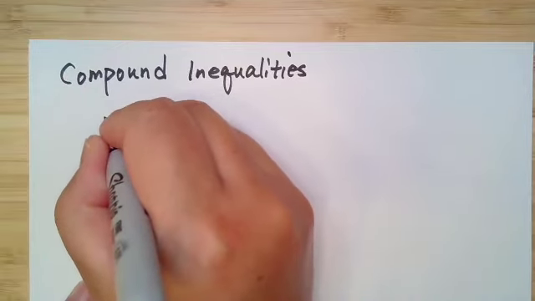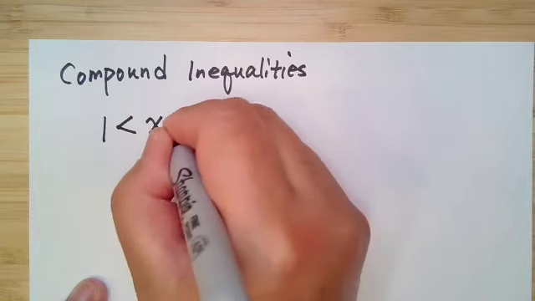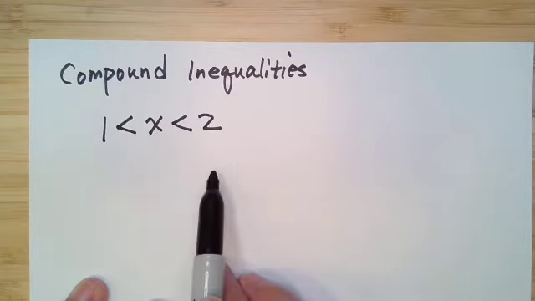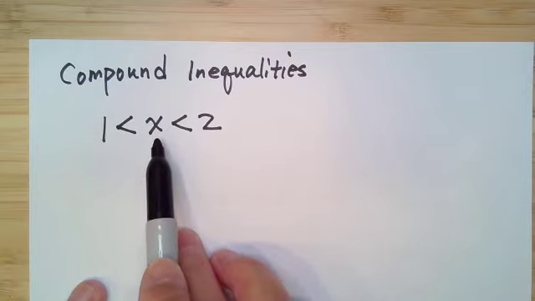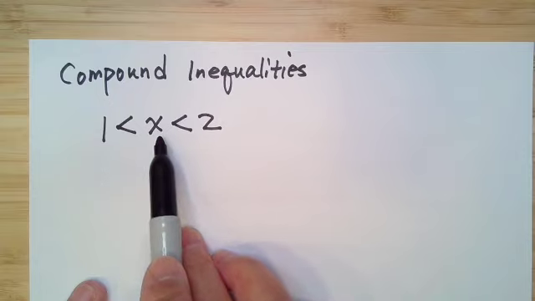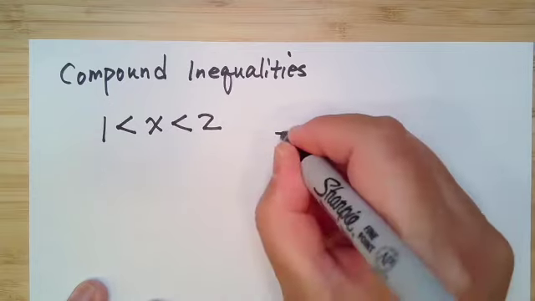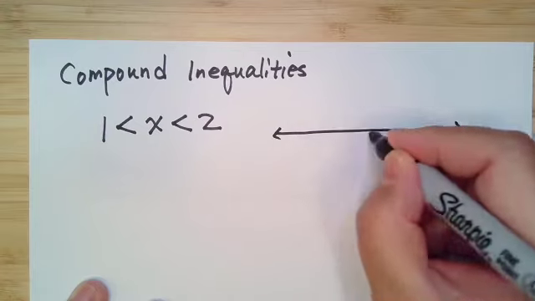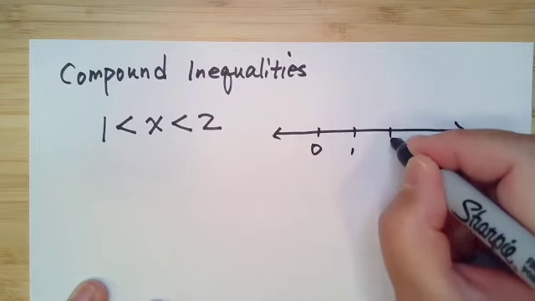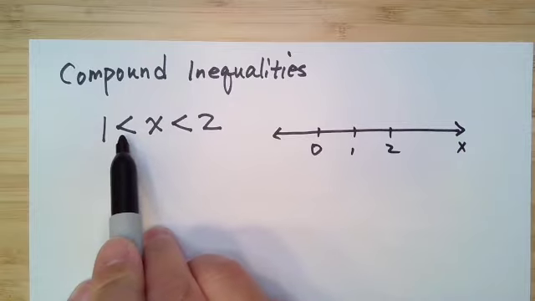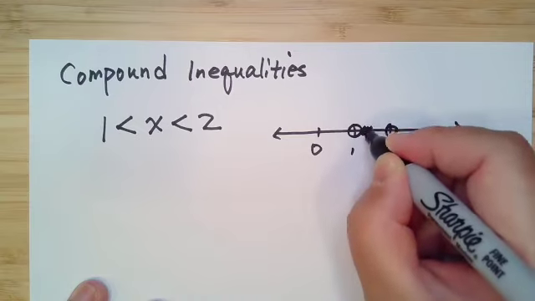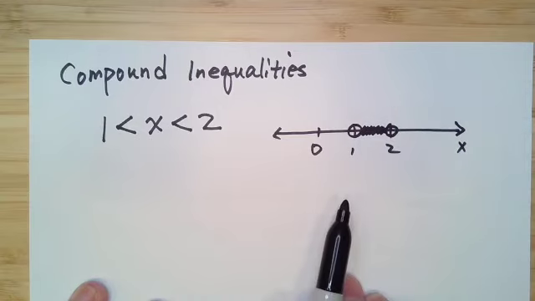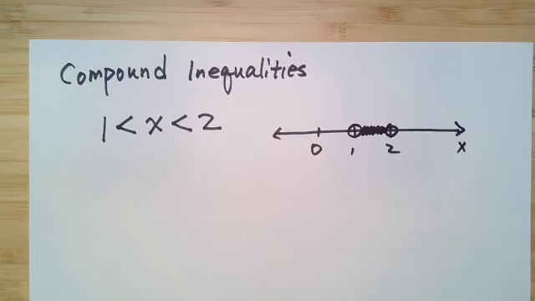1 is less than x is less than 2. You can tell what it's saying is x is between 1 and 2. x is greater than 1, and at the same time, x has to be less than 2. If you want to show that on the number line, here's a 0, here's a 1, here's a 2. There's no equal, so you have 2 circles here, and between them, x is between 1 and 2, and exclusive, which means it cannot be equal.